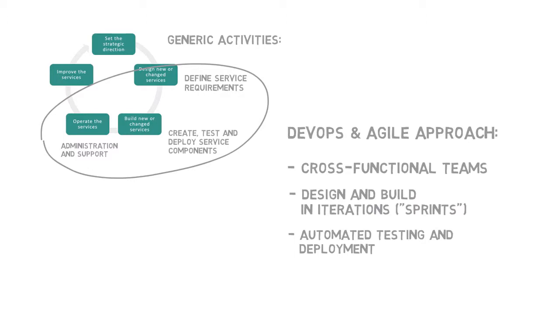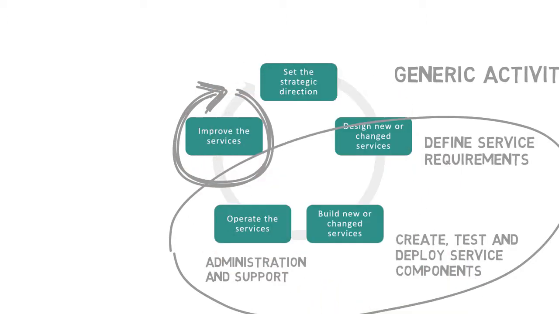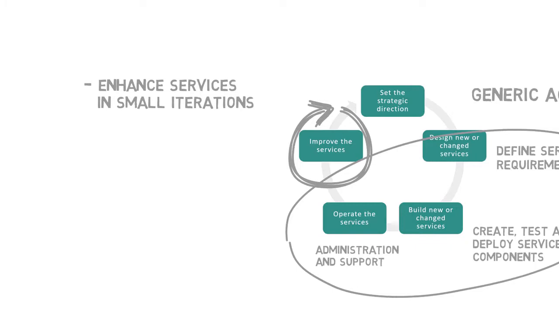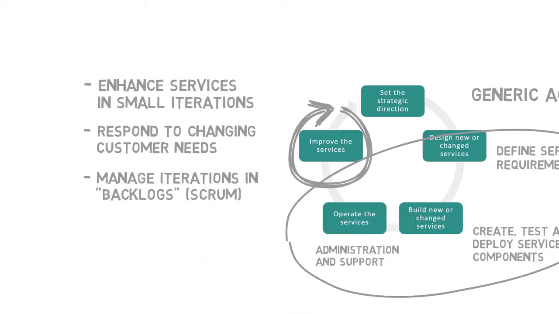It's also conceivable that a lot of the action takes place in service improvement. This process can be perfect for enhancing services in small iterations, in response to constantly changing customer needs. These iterations would be managed in backlogs, a key artifact in Agile methods like Scrum.